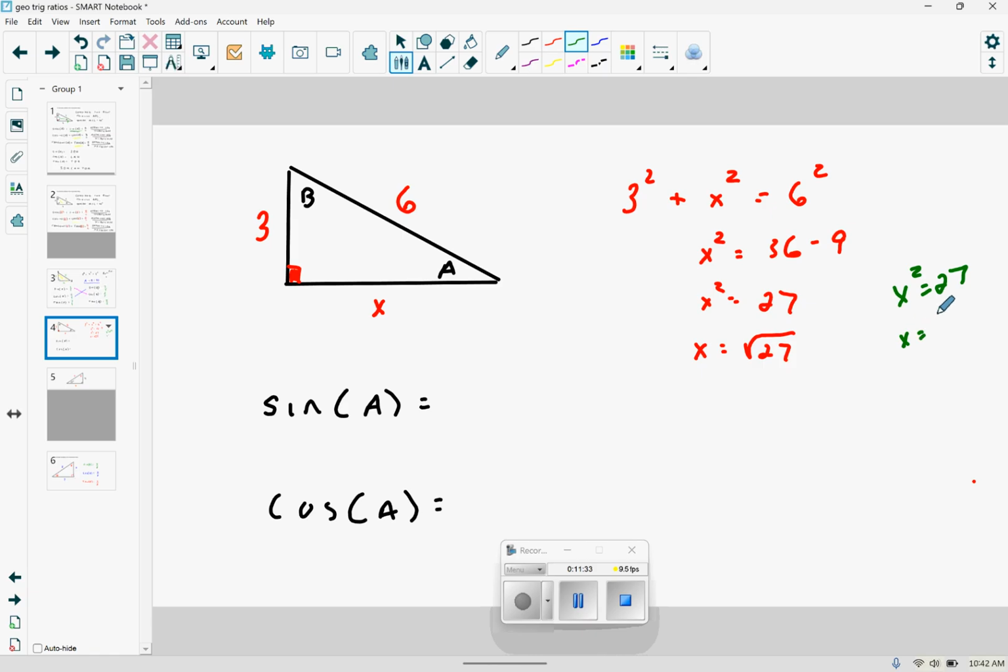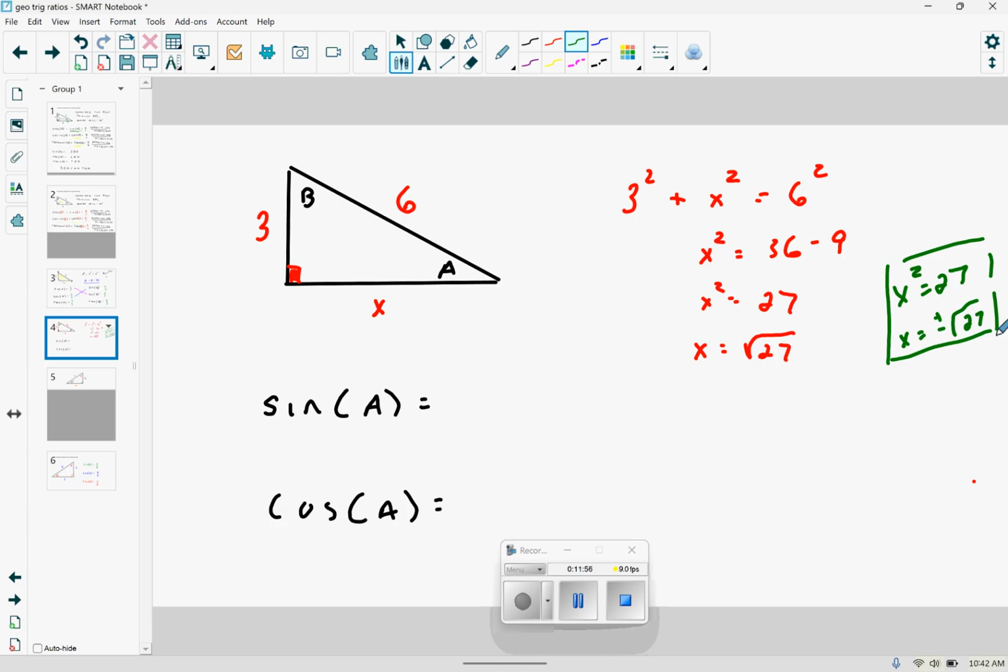That's a fundamental property of an algebra 2. The reason why x is only equal to the square root of 27 is because we're dealing with lengths. And x is a length. X is a distance, and distance is always positive. So we have to remember that with right triangles.